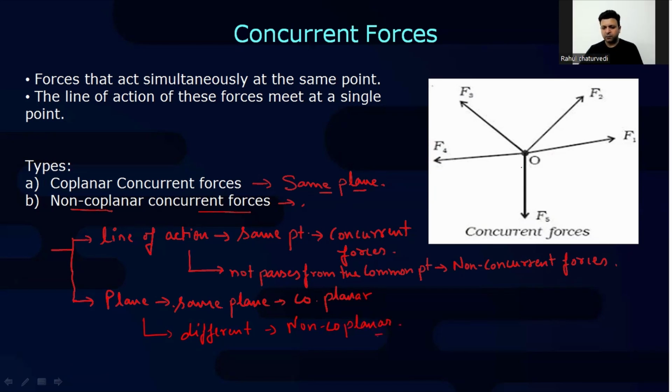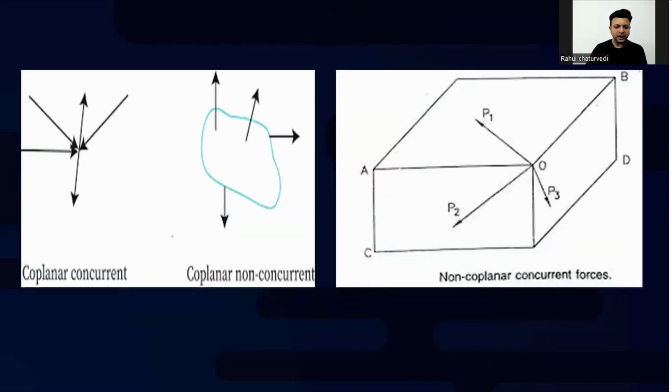As shown in the diagram, all the forces F1, F2, F3, F4, and F5 pass through the same point O, so they will be concurrent forces. And these forces F1, F2, F3, F4, as well as F5, are in the same plane. If they are in the same plane, that means they will be coplanar and also pass through the same point. You say that will be coplanar concurrent.